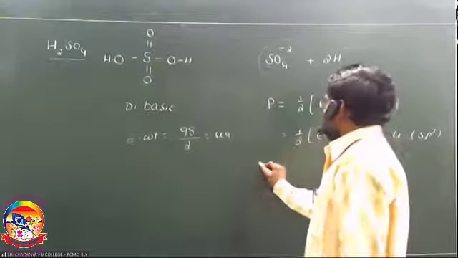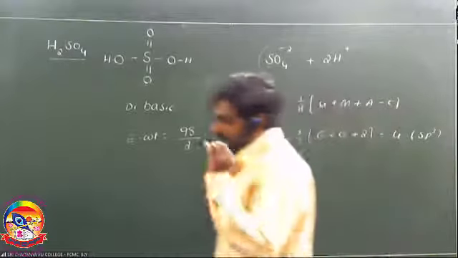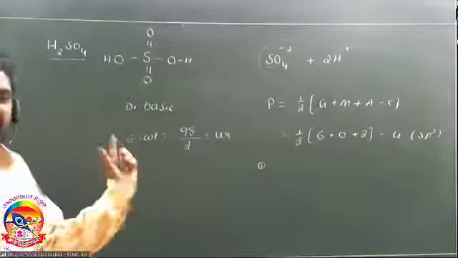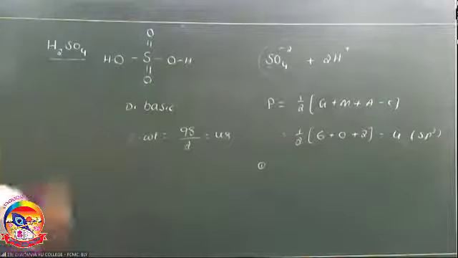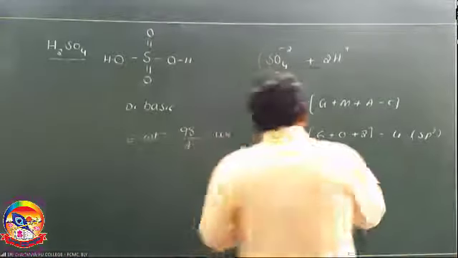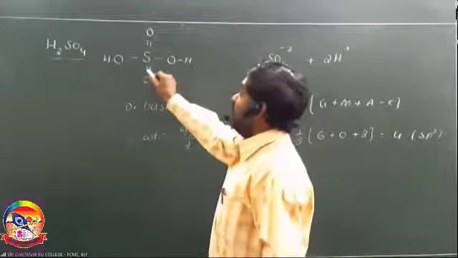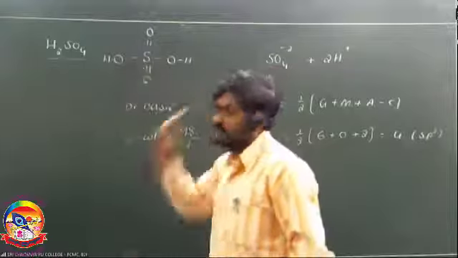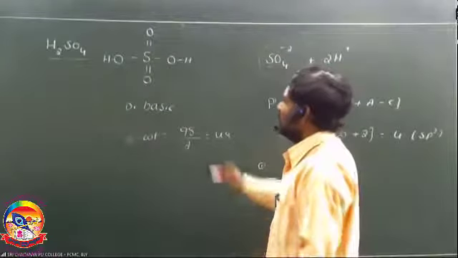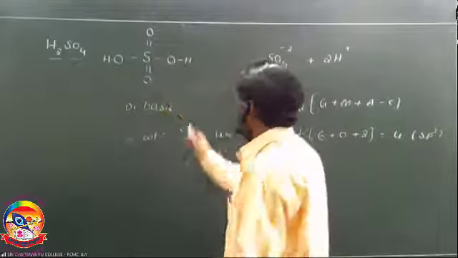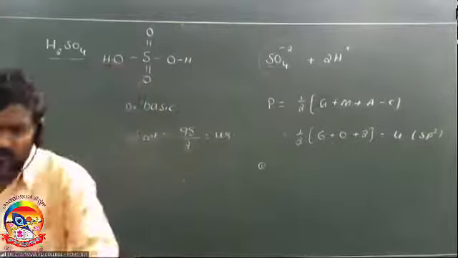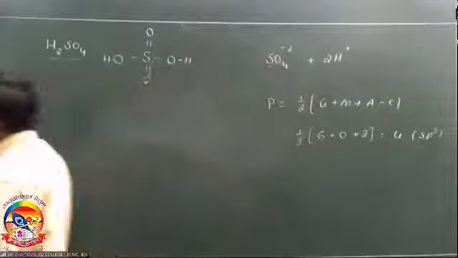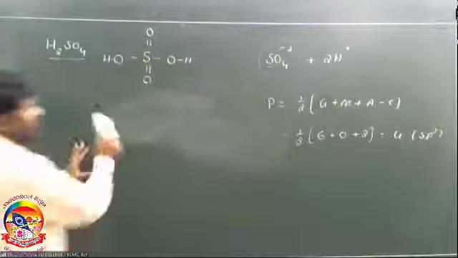First question: in sulfuric acid, the hybridization of sulfur is sp3 in which state: ground state, first excited state, second excited state, or third excited state? Which is correct? Here the central atom sulfur forms how many bonds? 1, 2, 3, 4, 5, 6 bonds. It forms 6 bonds, so to form 6 bonds it requires 6 unpaired electrons.